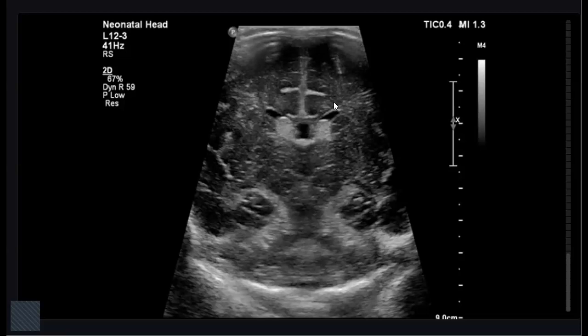What are the grades of germinal matrix hemorrhage? If there is a bleed in the caudothalamic groove, that is called grade 1. If it is extended into the ventricle but less than 50% is involved, this is grade 2. If more than 50% of the ventricle is involved, it's grade 3. If it involves parenchymal hemorrhage or parenchymal infarction, along with the bleed in the caudothalamic groove and the lateral ventricle, this is called grade 4.